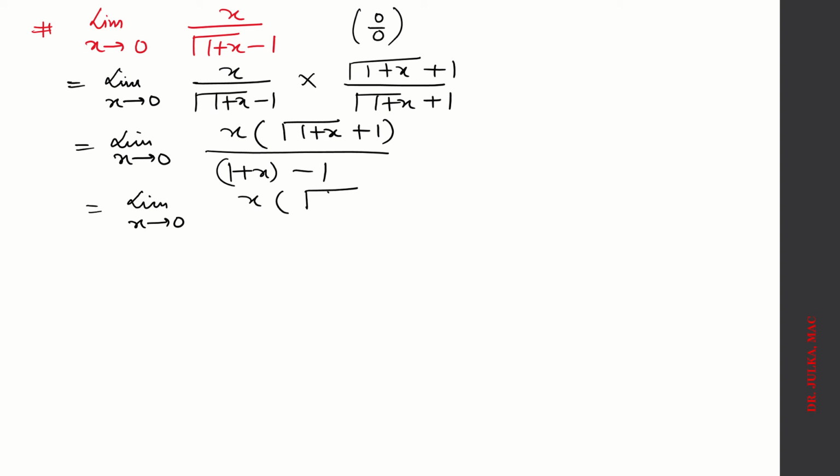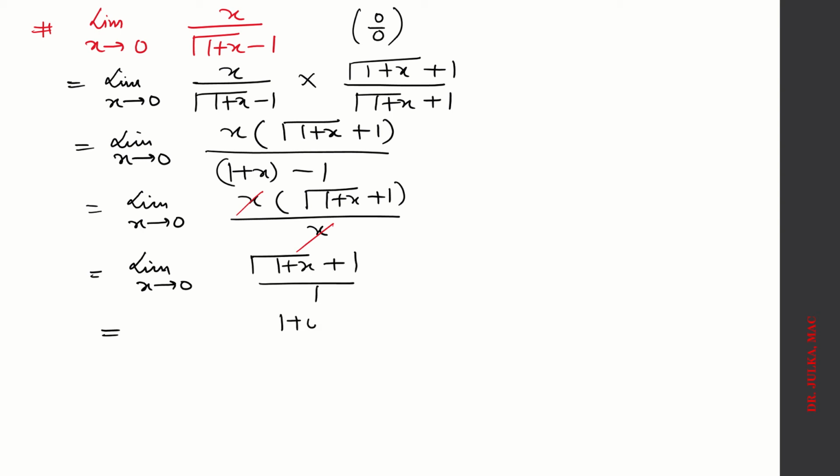Now 1 cancelled by 1 and now in the numerator we have x multiplied by the root of 1 plus x plus 1 and the whole divided by x. Cancel x in the numerator and denominator both, we will get root 1 plus x plus 1 whole divided by 1. Replace x by 0 and we will get 1 plus 1, which is equal to 2. Here we use the rationalizing method.